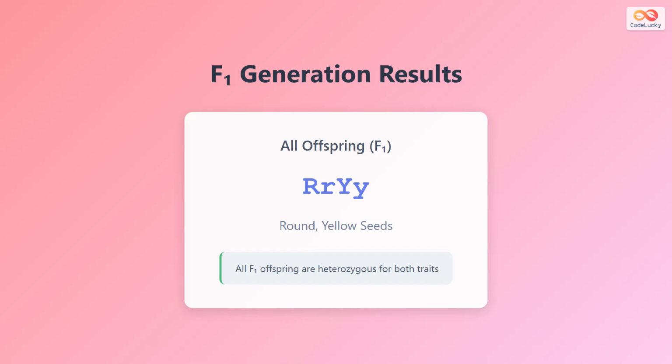When we cross the parental generation, all of the offspring in the F1 generation, which stands for first filial generation, will have the genotype RrYy. This means they are heterozygous for both traits, carrying one dominant and one recessive allele for each gene. Because R and Y are dominant, all F1 offspring will display round, yellow seeds. Even though they carry the recessive alleles for wrinkled and green, these traits remain hidden. This uniformity in the F1 generation is an important observation in dihybrid crosses.